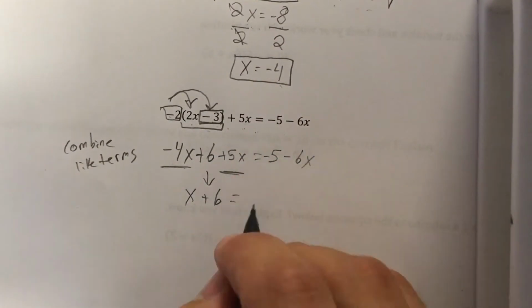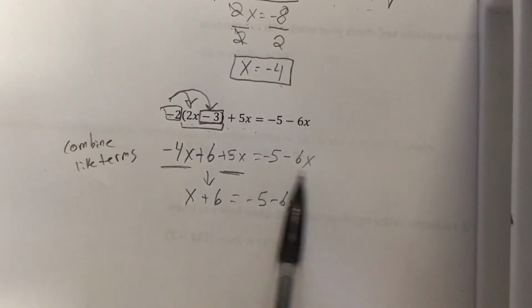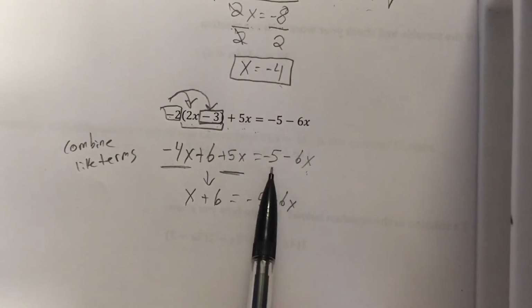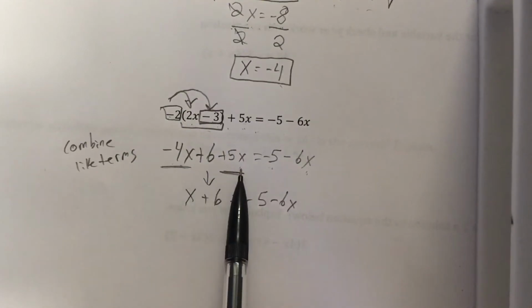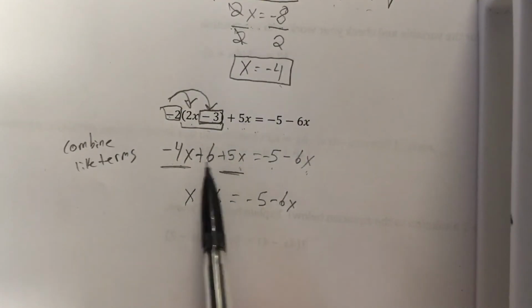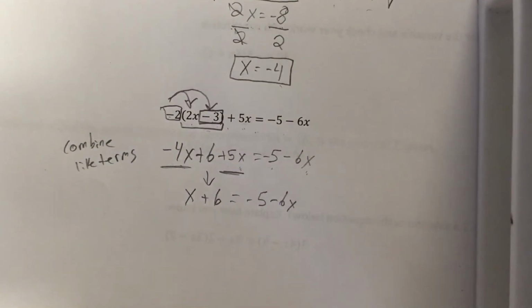And then on the other side here we have negative 5 minus 6x. The reason we can't combine these is because this has a variable and this does not. Same thing over here. These two have variables, they are like terms, but this 6 does not have a variable, so we can't do anything with that. Now what I want you to do right now is pause the video, see if you can go from right here and solve the equation just like we did in number 1.